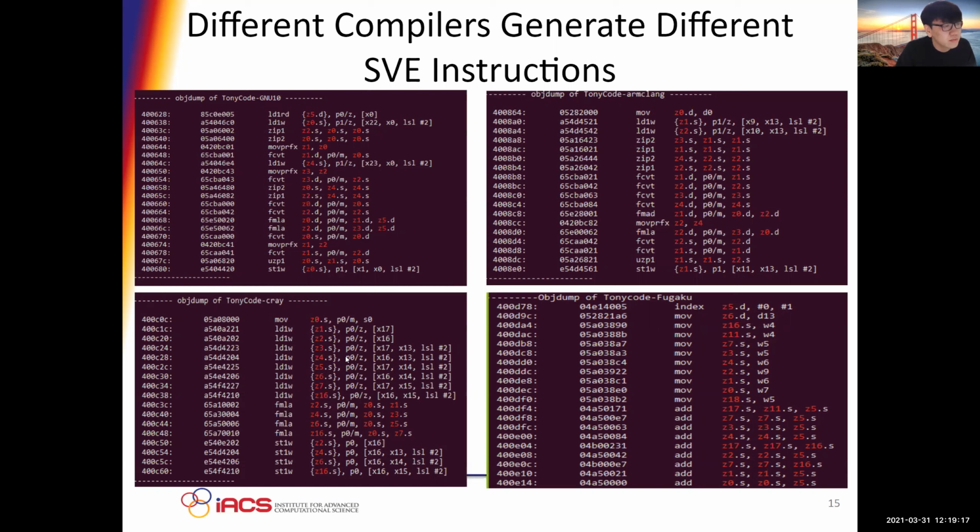But what really impresses us is the results we're getting from the Fugaku system. We can see that the Fujitsu compiler generates a lot more SVE instructions compared with all the other three compilers on the Fugaku system. Due to space limitations, we just put a portion of it, but trust me, there is way more than this on the Fugaku machine.